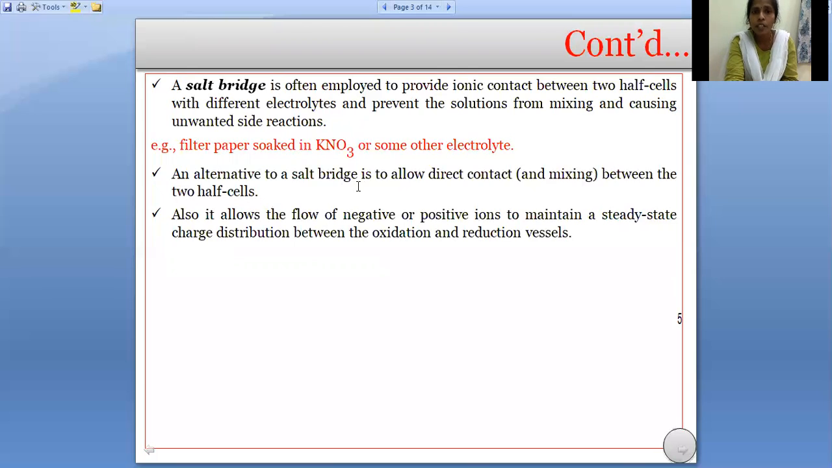An alternative to a salt bridge is to allow direct contact between the two half cells. So to avoid the intermixing of the two electrolytic solutions, we use the salt bridge. Also, it allows the flow of negative or positive ions to maintain a steady state charge distribution between the oxidation and the reduction vessels. That means it is also helping to transfer the electrons or ions from one electrolytic solution to the other electrolytic solution. That is the use of the salt bridge.